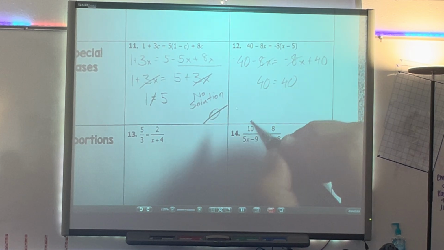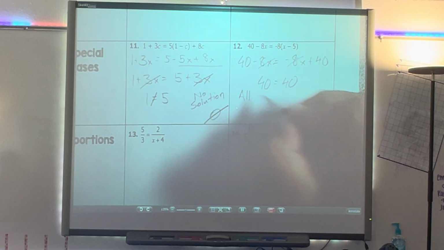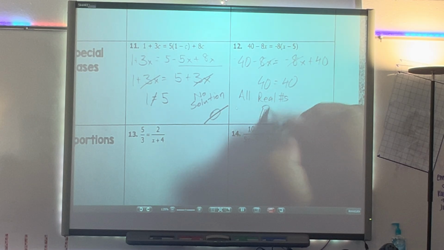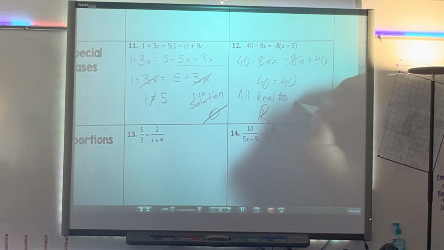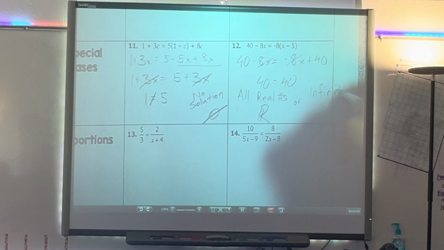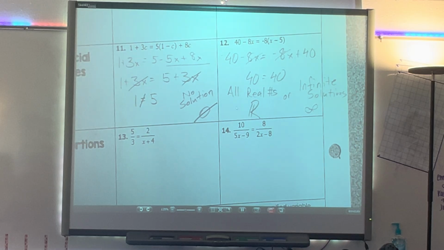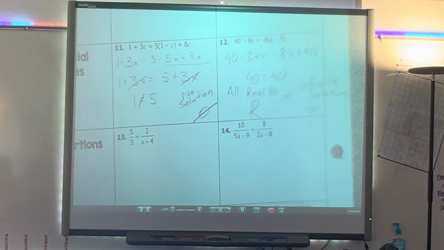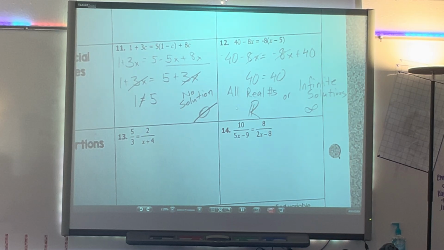Yeah, it can be written as a couple things. It can be all real numbers, which is this symbol right here, or you can say it is infinite solutions, which would be this symbol right here. Either one of those is fine. I'll take either one. Everybody okay there? Y'all remember that from Algebra 1? Everybody okay?